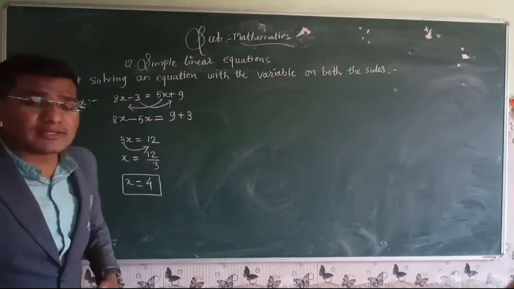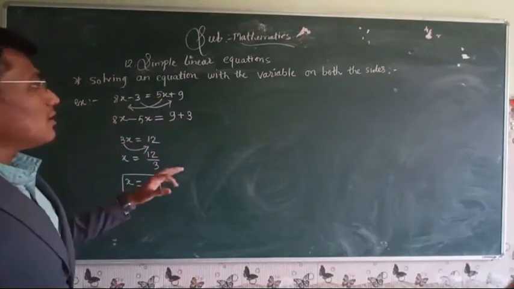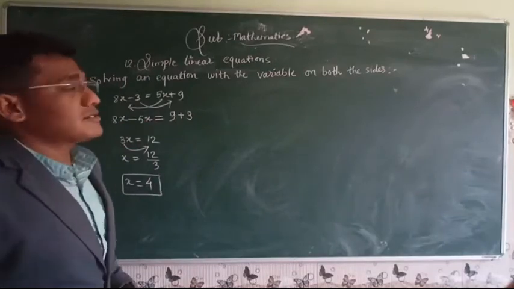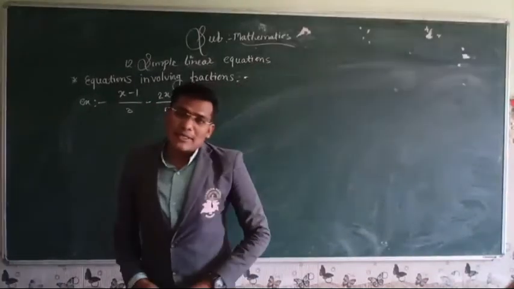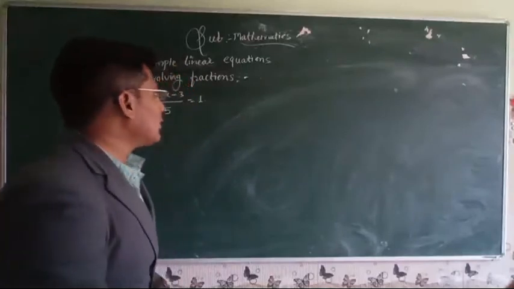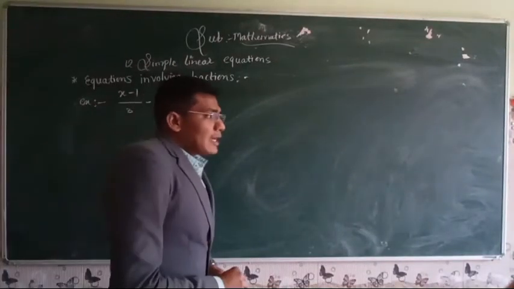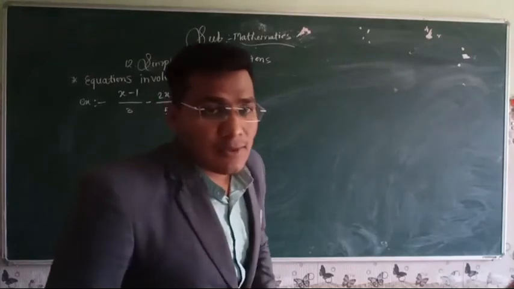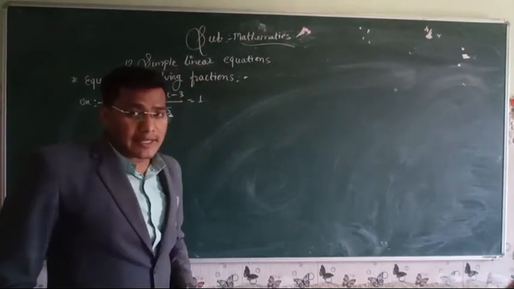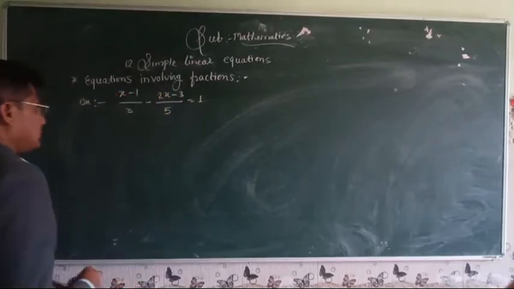And this is a way we can solve equations with the variables on both sides. Now the next topic is how to solve an equation involving fractions. To solve such fractions, we have a method of cross multiplication. So let us see how to solve it.